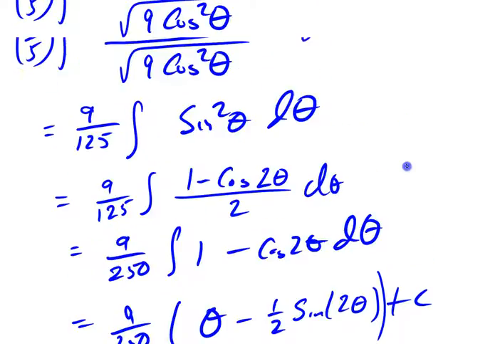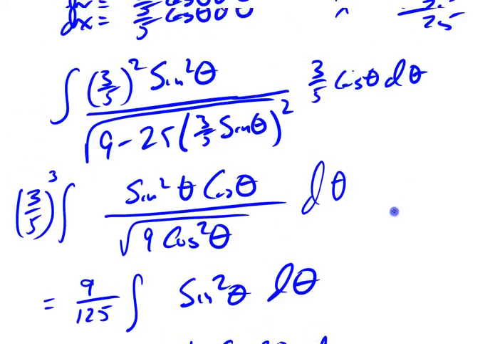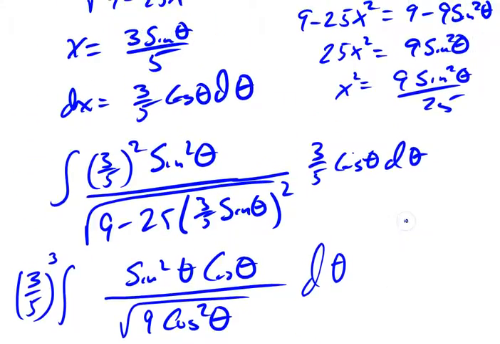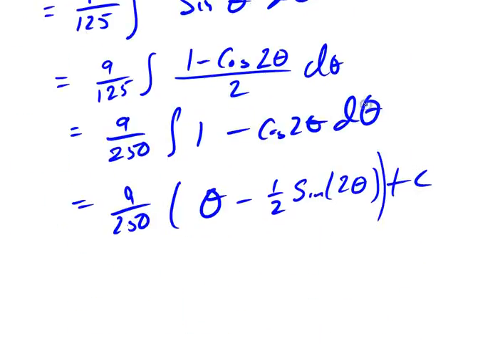Now, I've got to get back into x's. And my substitution way back here, what was my substitution? My substitution was x equals 3/5 sine theta, right? So I'm going to write it back down here. I had x equals 3/5 sine theta. And I've got a sine of 2 theta. Well, is that 2 times 3/5 sine theta? Absolutely not. There's a trig identity that relates the sine of 2 theta back to the sine of theta. And so that's what I've got to work on now.